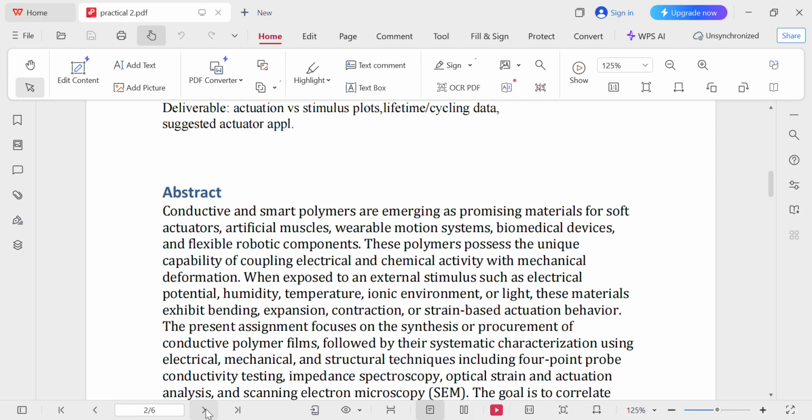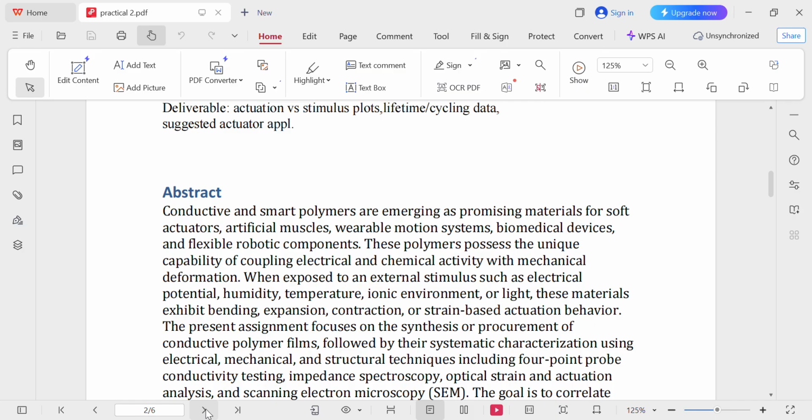These polymers possess the unique capability of coupling electrical and chemical activity with mechanical deformation. These polymers can change their shape or move when electrical or mechanical signals are applied to them. When exposed to an external stimulus such as electrical potential, humidity, temperature, ionic concentration, or light, these materials exhibit bending, expansion, contraction, and strain-based actuation behavior. This means that when things like electricity, moisture, heat, ions, or light act on them, these polymers can bend, stretch, shrink, or move.